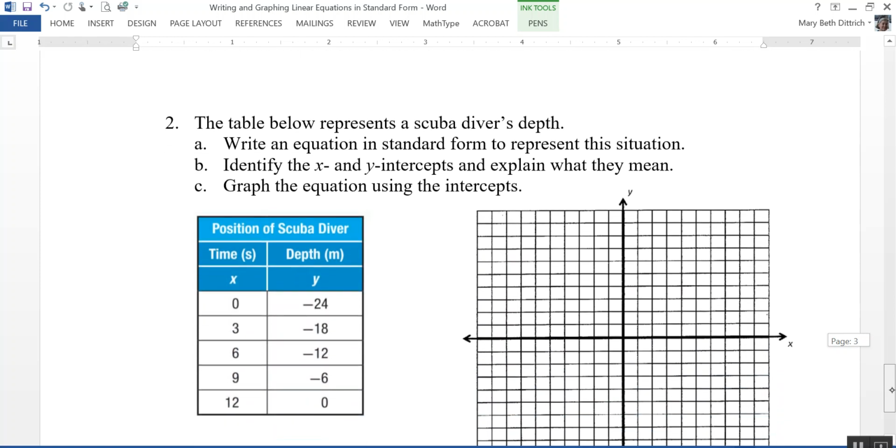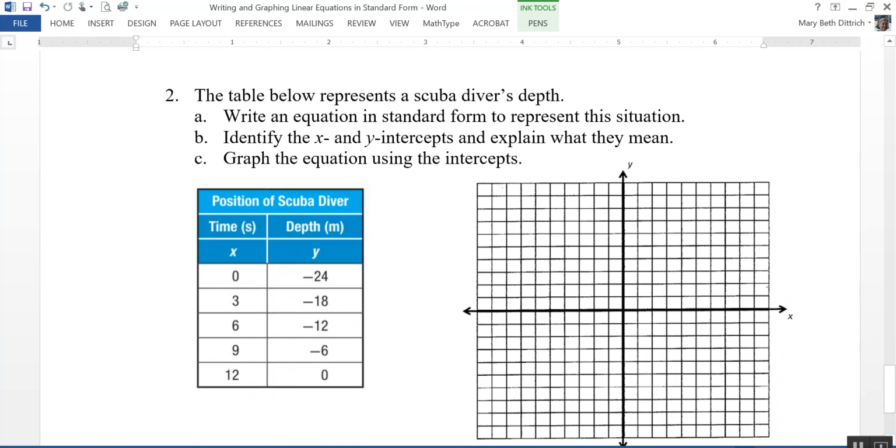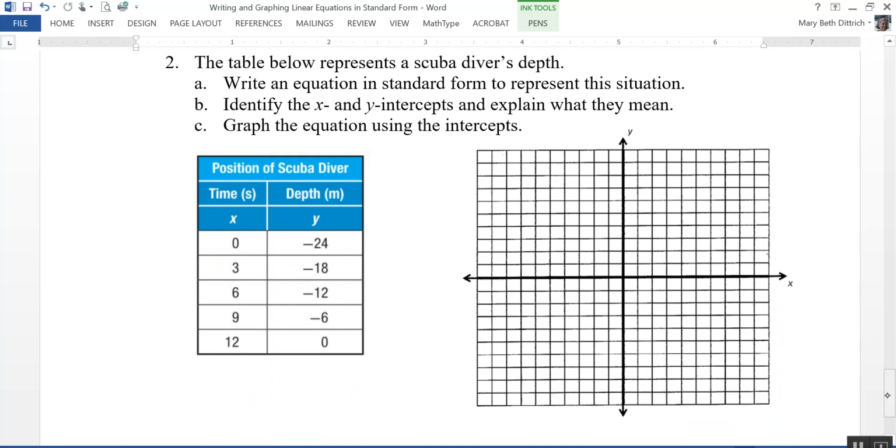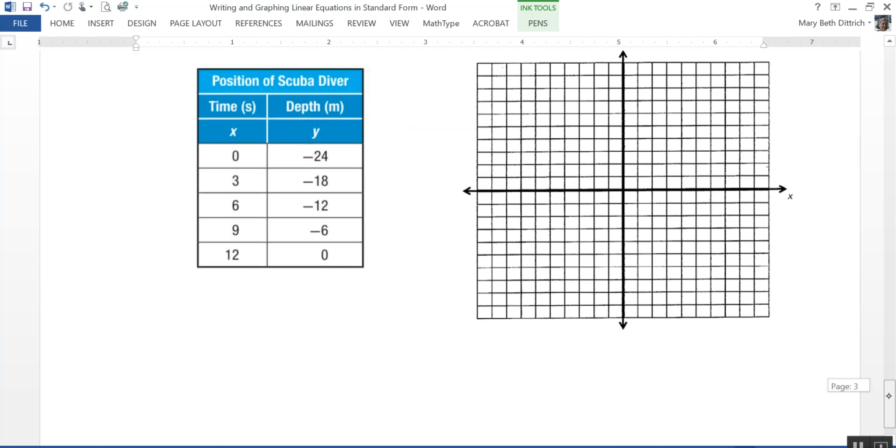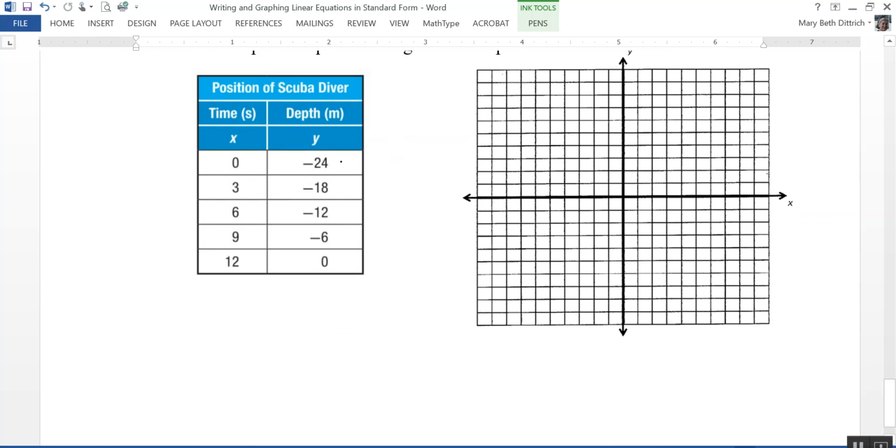Second practice problem says that the table below represents a scuba diver's depth. Write an equation in standard form to represent this situation, then identify the x and y intercepts and explain what they mean, and then graph the equation using the intercepts. So the first thing I'm going to notice is that right here I have my y-intercept, so my b is equal to negative 12, but I need to find my slope.